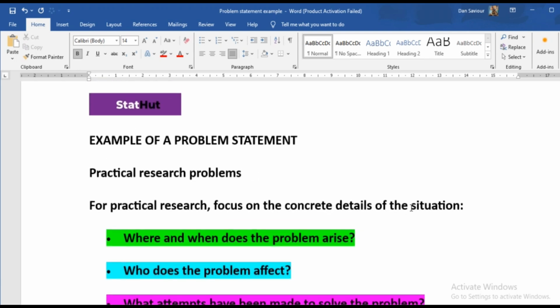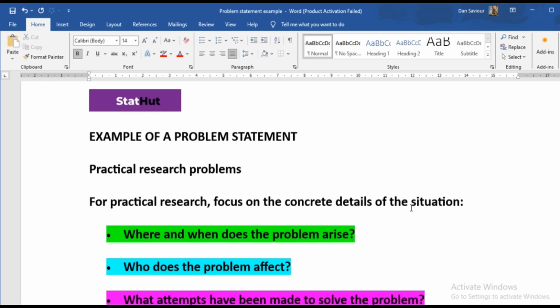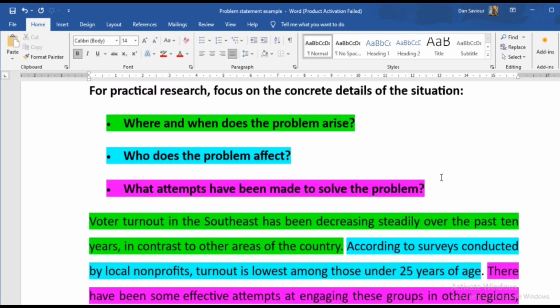So, an example of a problem statement now, right? For practical research, we focus on the concrete details of the situation. So, one of the questions we ask when writing a problem statement is where and when does the problem arise, right? Who does the problem affect? What attempts have been made to solve the problem?